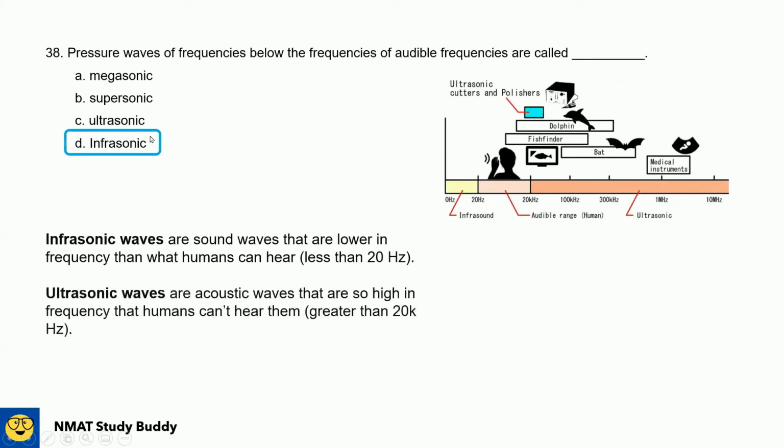Then, ultrasonic, the one in letter C, are acoustic waves that are so high in frequency that humans can't hear them. So, this is greater than 20,000 hertz for ultrasonic. And then, supersonic is no longer about frequency; it is about the speed of an object, wherein the reference is the speed of sound. So, when we say supersonic, the speed of the object exceeds the speed of sound.